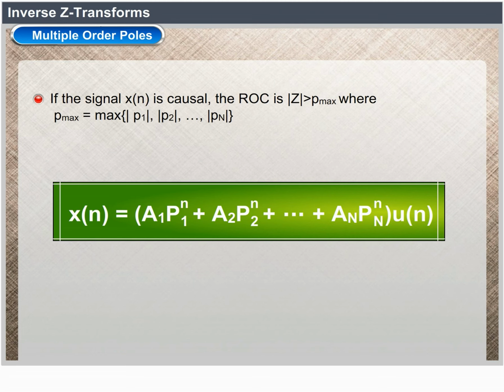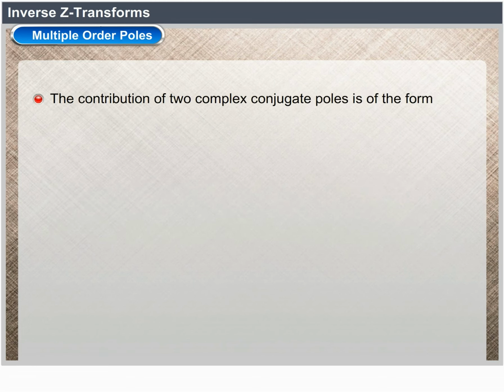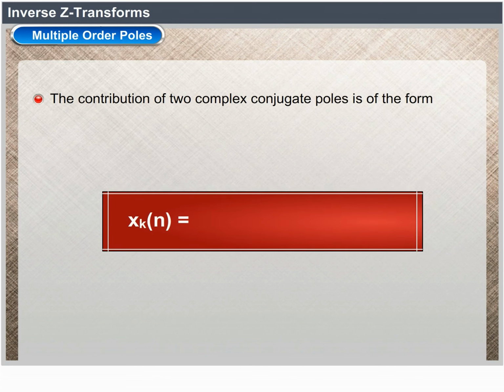The contribution of two complex conjugate poles is of the form xk(n) = [ak pk^n + ak* (pk*)^n] u(n).